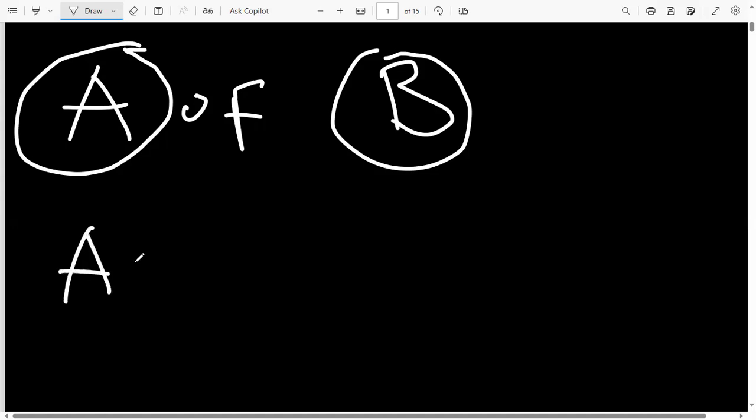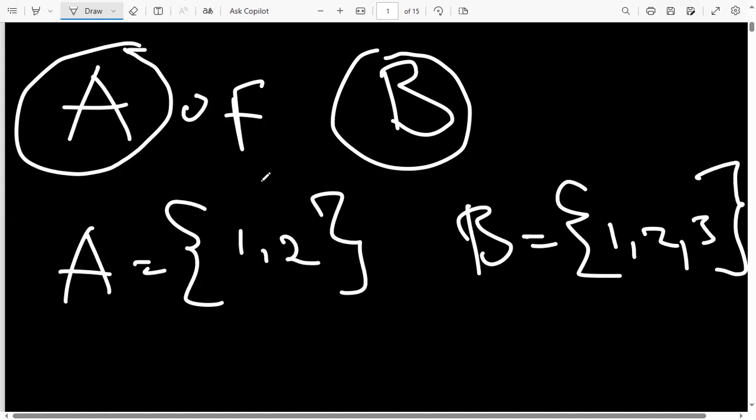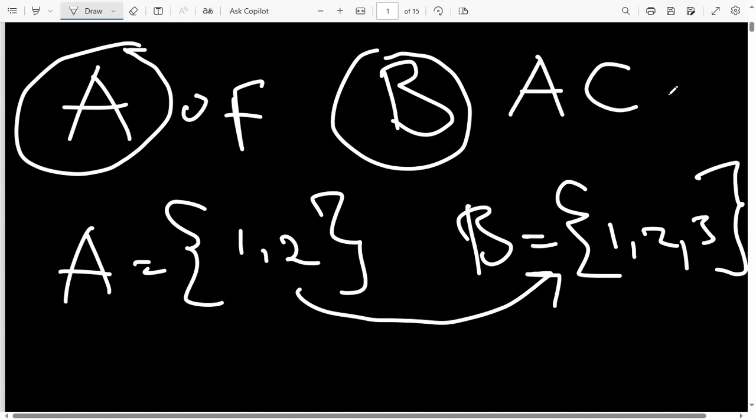So example, if I have A as the set that contains maybe 1 and 2, okay? And then I also have B here as the set that contains 1, 2, let me say 3. So we can see that all the elements in this A are contained in this set B there. So we say that A is a subset of B. Okay, so now what's the difference between the improper and the proper subset?